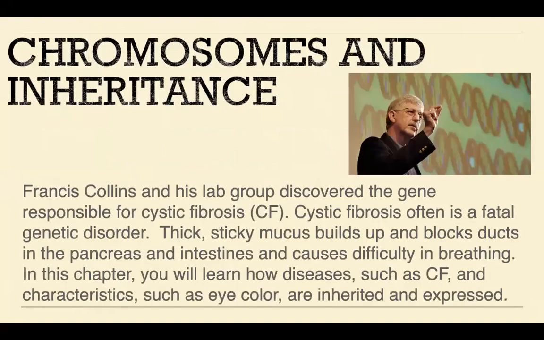There's a scientist named Francis Collins that discovered the gene that's responsible for cystic fibrosis, also abbreviated CF. Cystic fibrosis is often a fatal genetic disorder. What happens is a sticky, thick mucus builds up and blocks the ducts in the pancreas and in the intestines and causes difficulty in breathing. The pancreas is an extremely important digestive organ. In this chapter, you will learn how diseases such as CF and characteristics such as eye color are inherited and expressed.